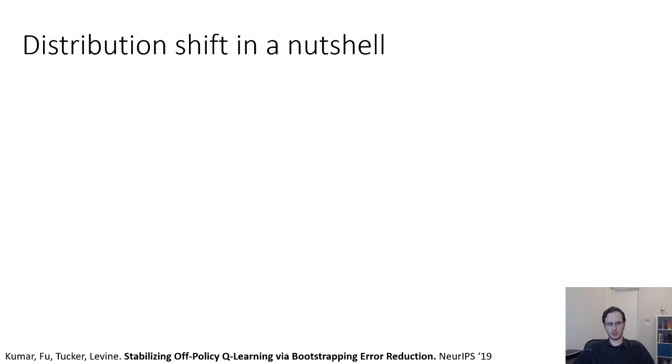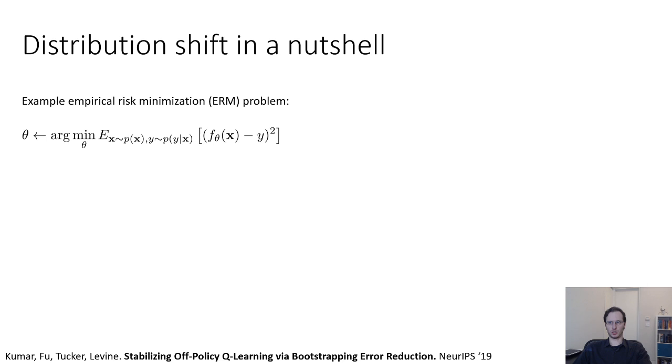To understand what's happening here, we first have to understand distributional shift. So here's distributional shift in a nutshell. When we run supervised learning, we're typically solving what's called an empirical risk minimization problem. So we have some data distribution P of x, we have some label distribution P of y given x, our training set consists of samples from P of x and P of y given x, and then we're going to minimize some loss on those samples. And if we're doing Bellman error minimization, then we're minimizing the squared error between the values predicted by our function f theta and the target values y.